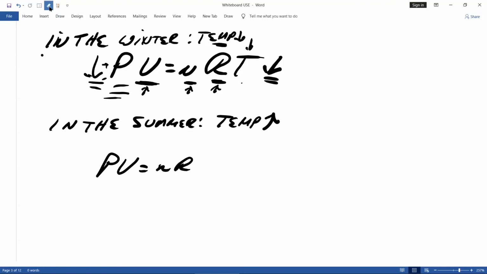This should have been a lowercase n, not a capital. nRT. And in your tires, the volume, unless you get a flat, and then all bets are off, the moles, the amount, and the universal gas law constant stay the same. These don't change. So what happens in the summer? The temperature goes way up. And when that happens, the pressure in your tires goes way up. And that's what was causing the blowouts.